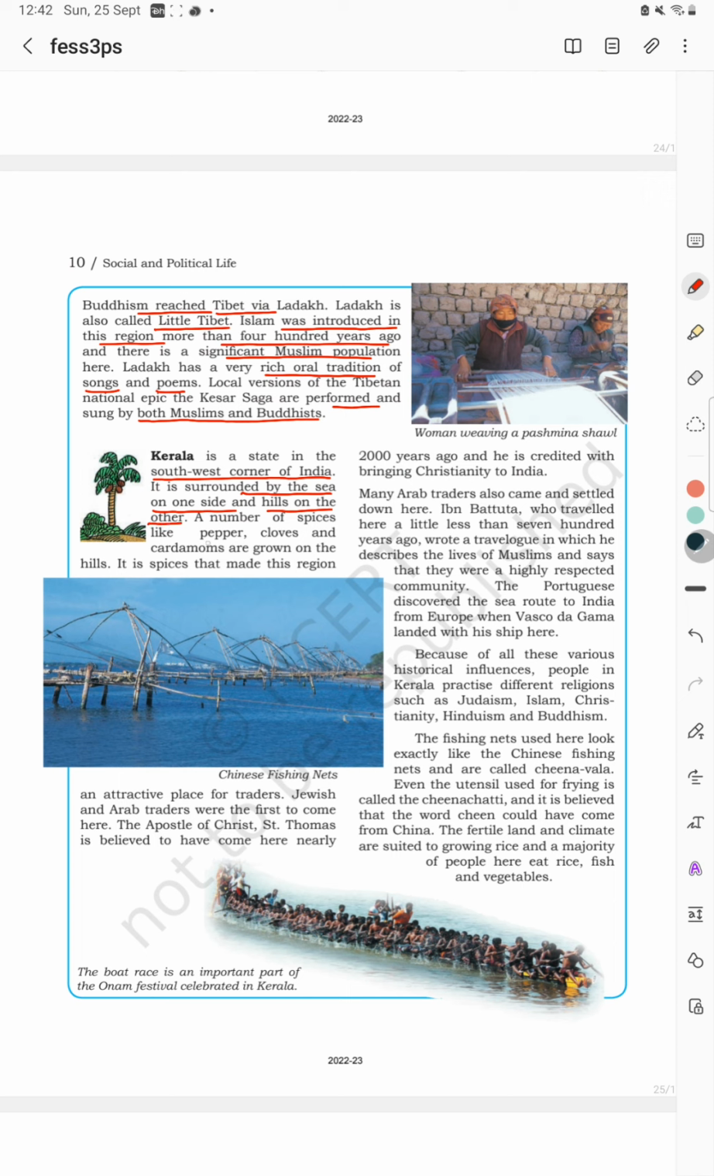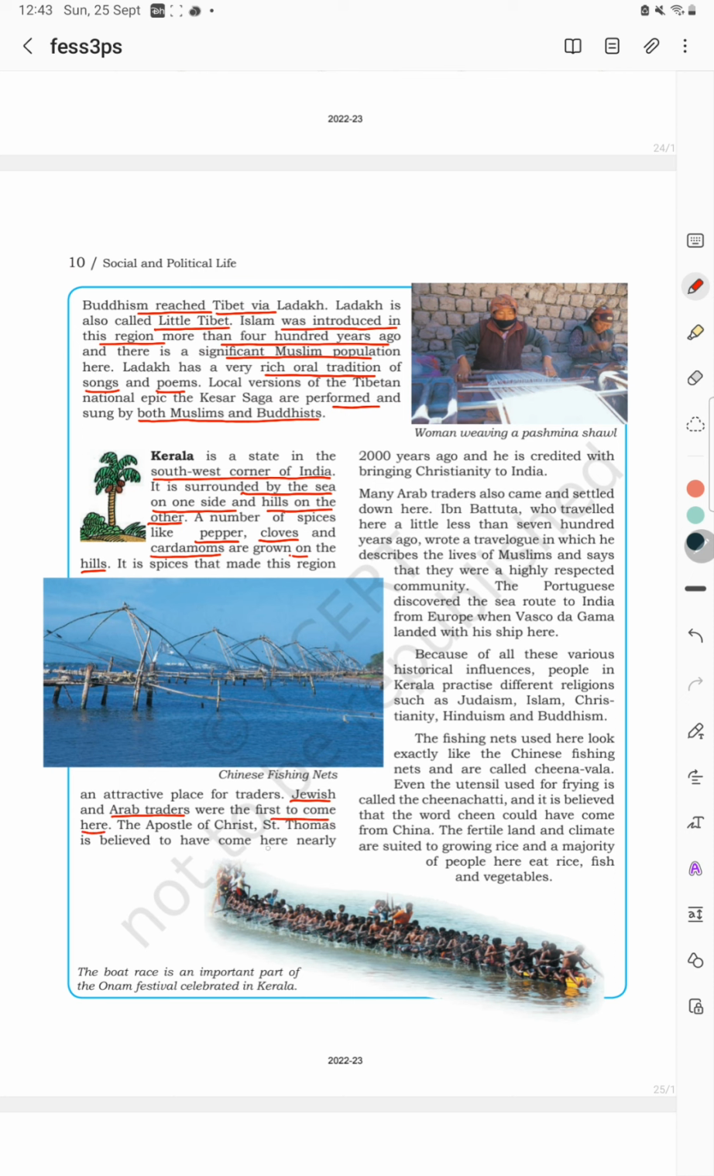A number of spices like pepper, cloves, and cardamom are grown on the hills because the geography of the region allows the cultivation of these spices. So, this region is very attractive for traders because of the cultivation of these spices. Jewish and Arab traders were the first to come here.